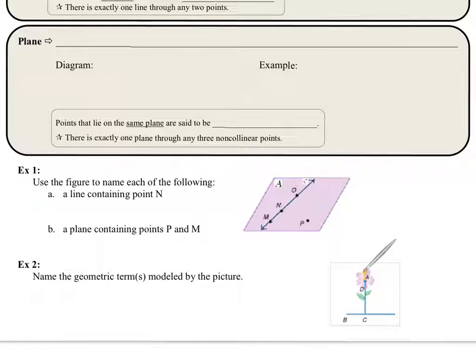Welcome back to part 2 of chapter 1.1 notes on points, lines, and planes. Our next undefined term that we are going to go over is planes, which is a flat surface made up of points that extends infinitely in all directions. An easy way to describe a plane is simply to think of a piece of paper.